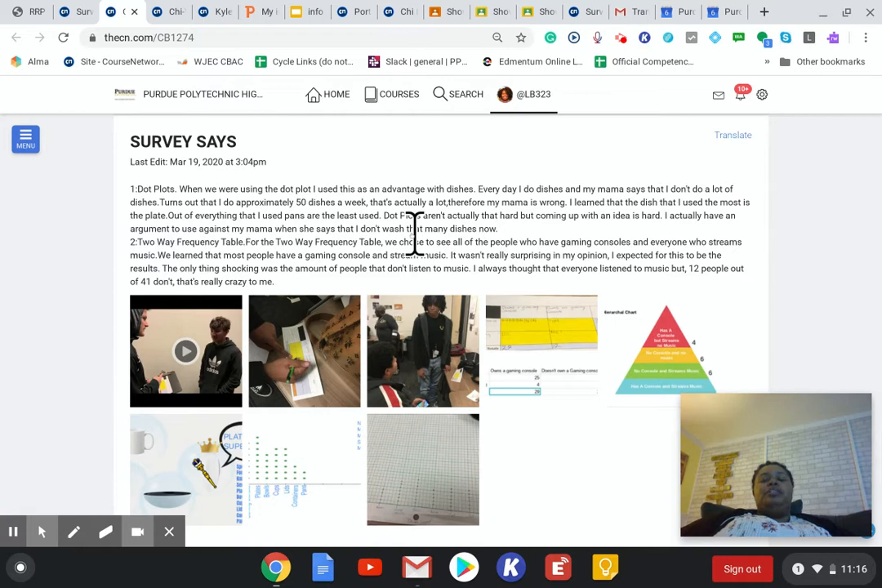So, first piece of information is your dot plot and your two-way frequency paragraphs. I don't have really any problems with those. You did a good job. The only thing I would suggest is that you do not have to capitalize the two-way frequency or dot plot the way it is. They can be lowercase. Outside of that, great job.